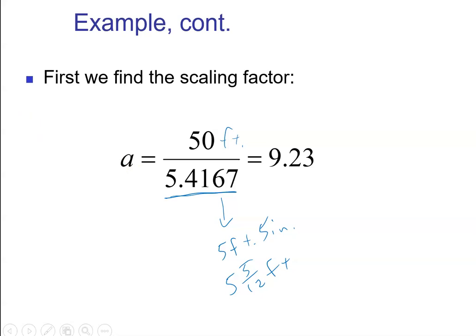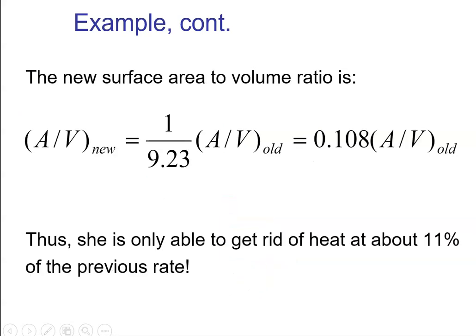Okay, so again, how has the surface area to volume ratio changed? We're doing the area to volume of the new, so our scale factor is 1 over A. If you remember your formula, it's 1 over A times the area over the volume of the old. We don't necessarily know the old, but the factor is 0.108 when we do this division. So she can get about 11% of the previous rate of getting rid of the heat.